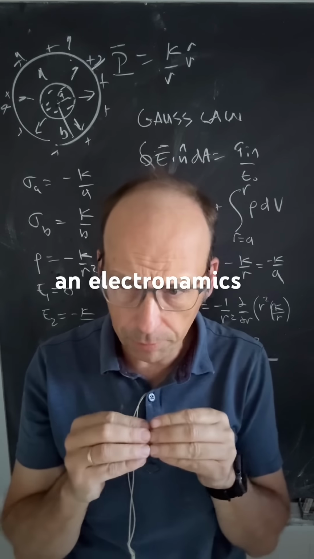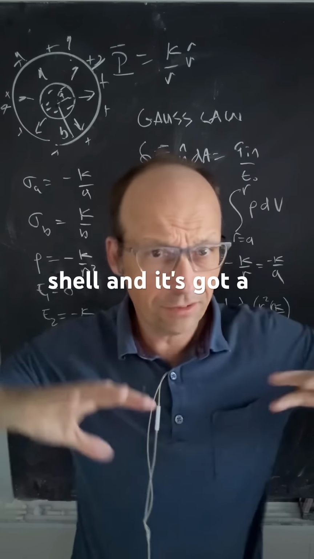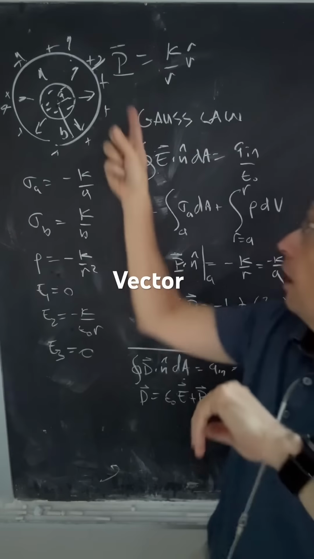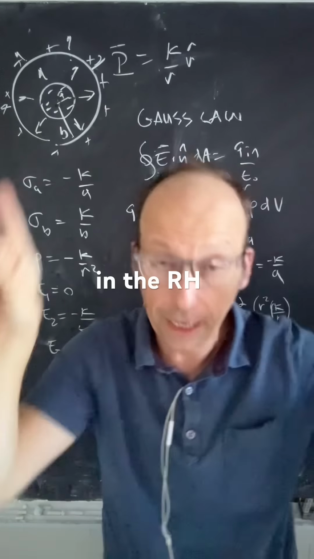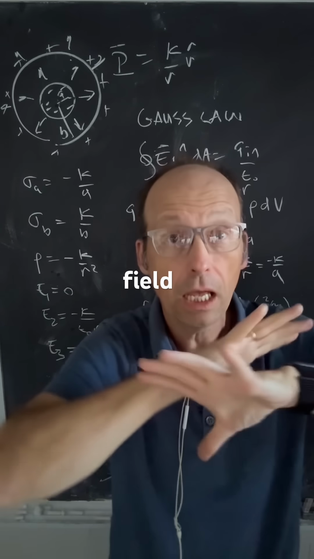There's an electrodynamics problem, and it looks like this. It says there's a spherical shell, and it's got a frozen-in polarization vector of k over r in the r hat direction. Now I'm going to show you two ways that you can find the electric field everywhere.